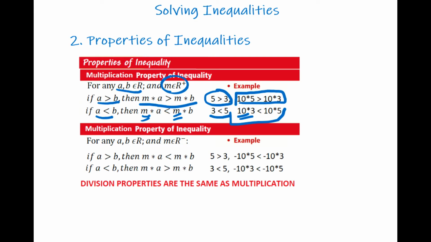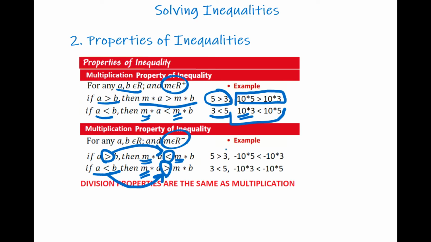But if you have a negative number like M here, and then if you multiply both sides of an inequality by a negative number like here, then the direction of that sign is going to change. Here it was greater than, and now it's going to be less than, guys. Similarly, if you have something like A is less than B, if you multiply that inequality as well by a negative number, you're going to change the direction of the sign. Here it was less than, now it's going to be greater than.